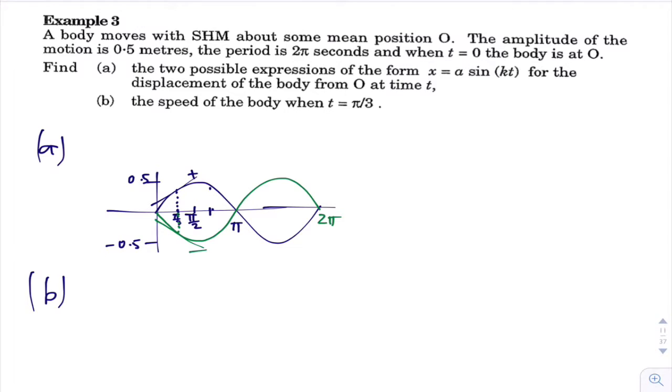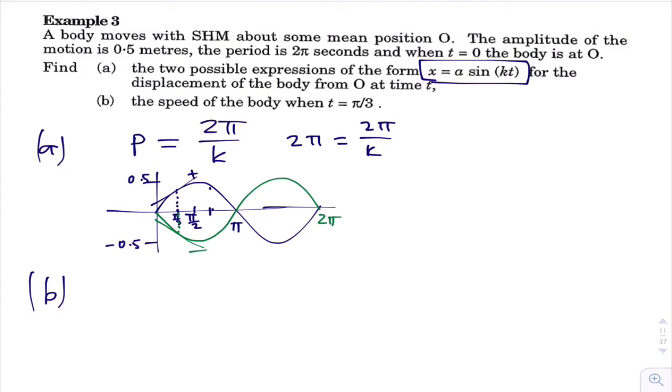So the period is, remember, 2 pi over k. It's even given us the form of the answer, which is nice. So it tells us the period is 2 pi. So 2 pi equals 2 pi over k. So we've got k is equal to 1. That's nice and easy. So we know k is equal to 1, and we know the amplitude is 0.5.